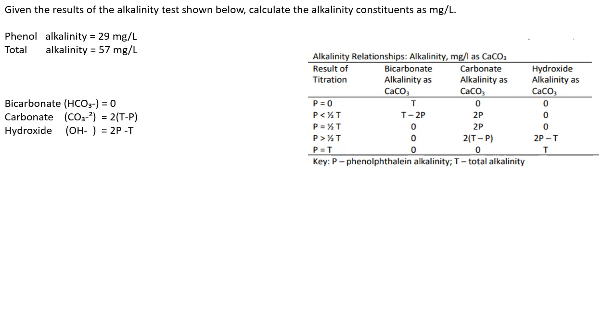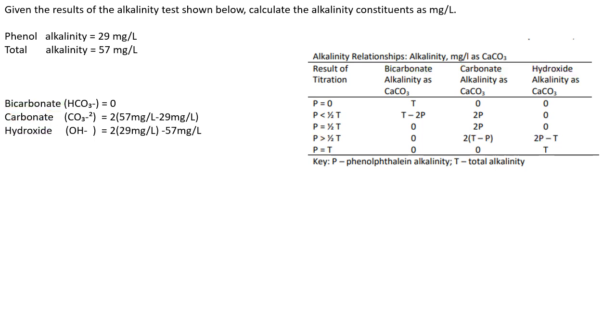So I went ahead and broke this out of the chart to make it a little bit easier. Remember, we said that the P alkalinity was greater than half the total. So our bicarbonate is equal to 0. There's your 0 in bicarbonate. Our carbonate alkalinity is 2 times the total alkalinity minus the P alkalinity, and your hydroxide alkalinity is equal to 2 times P minus T.